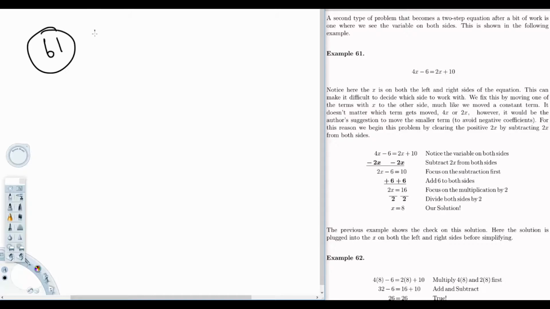Example 61, 4x minus 6 equals 2x plus 10. All right. So what do we got here? What they're saying is that you want to move the things you know. We know what minus 6 is. I know what 10 is. I'm not sure what 2x is, and I'm not sure what 4x is, because what's in x? We don't know yet. We have to solve for x. So what they're saying is that everything should go on one side or everything should go the other.